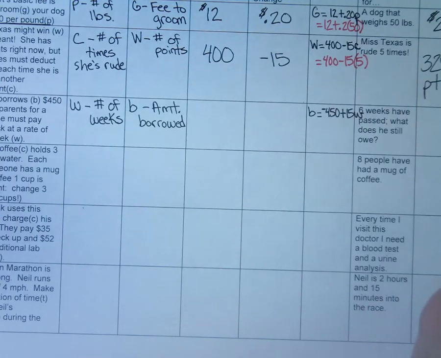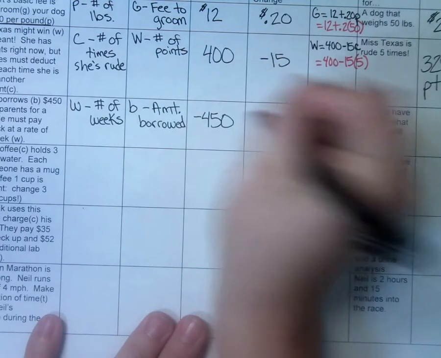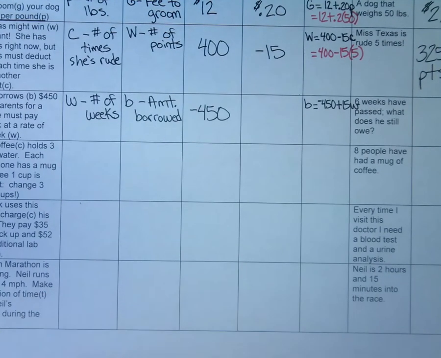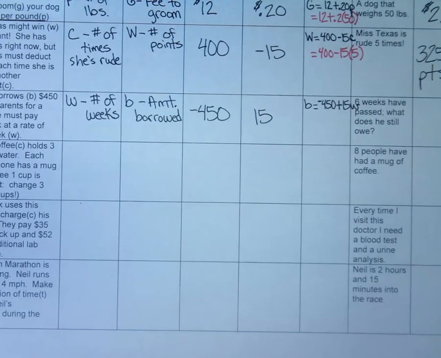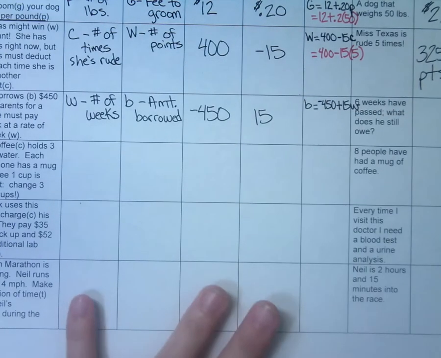Okay, the initial value. That's negative $450. That's what we borrowed. That's not our money, so we think of it as a negative because we owe it. And then our constant rate of change, what's happening over and over and over? Well, we're paying back $15 every week. So 15 is the constant rate of change. And so that's money that is ours until we give it up. And so that's why we think of it as a positive 15.